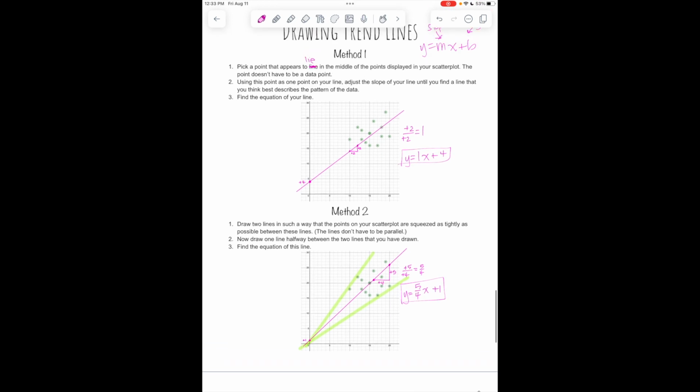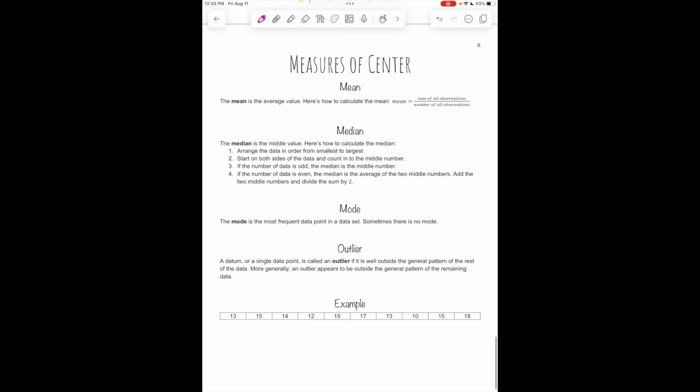So that's how to estimate trend lines. Finally, we're going to look at measures of center. Measures of center is a fancy way of saying the mean, median, mode that you've probably done lots of times before. Mean is the average value. Here's how to calculate the mean. It is the sum of all of your observations divided by the number of your observations. So add up all of the numbers that you have, and divide by how many numbers you have.